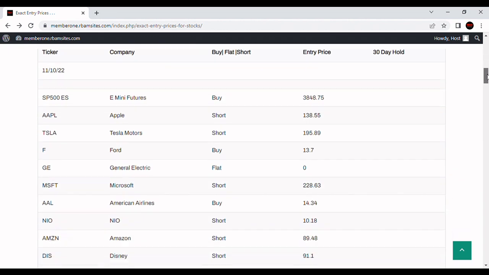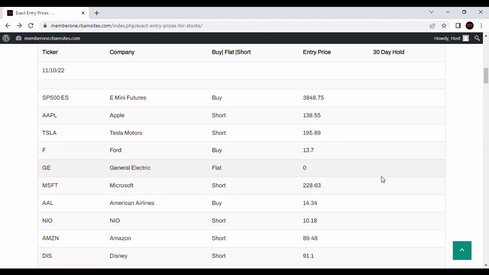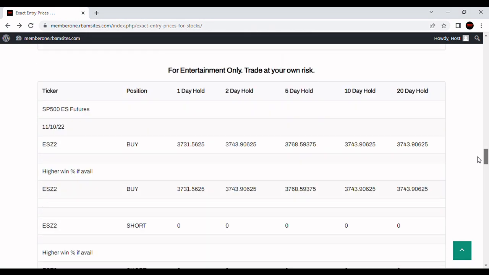Again, for entertainment purposes only, all hypothetical. You trade at your own risk. Can't use our information for anything other than entertainment, including the entry prices or my commentary. But it's got NIO at a short at $10.18 today, and that did hit. That's the bottom of the day right this second. That's our entry prices from RBAM Research.